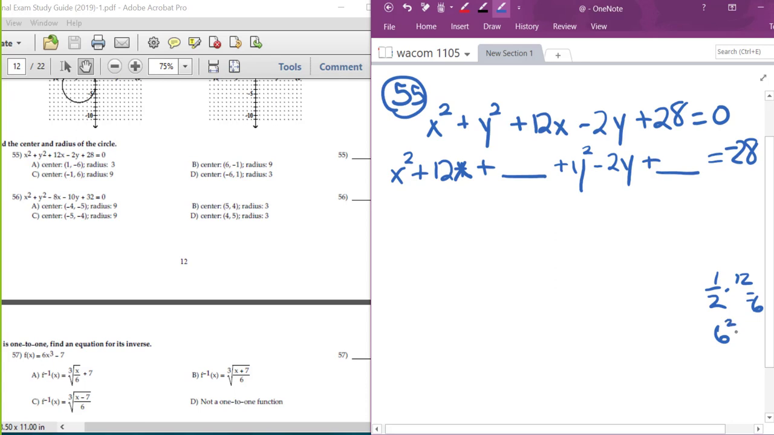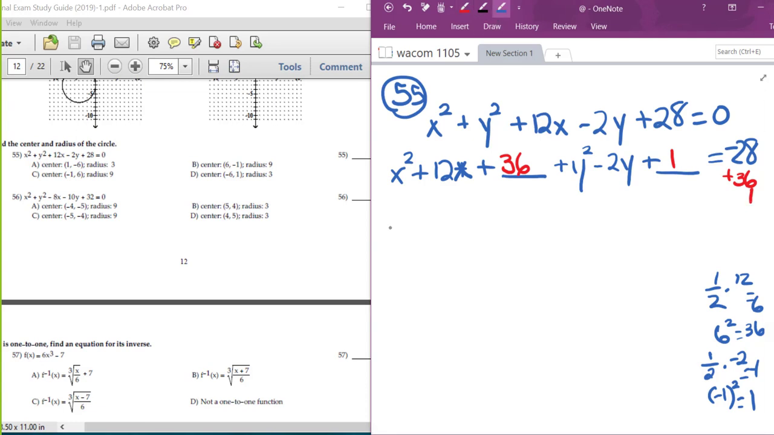Square it. So 6 squared is 36. That is the number we're going to add here and also here. That's what makes it okay to do. Then we'll do the same thing with the 2. So we have a half times negative 2 gives us negative 1. Square it gives 1. And we add that to both sides.